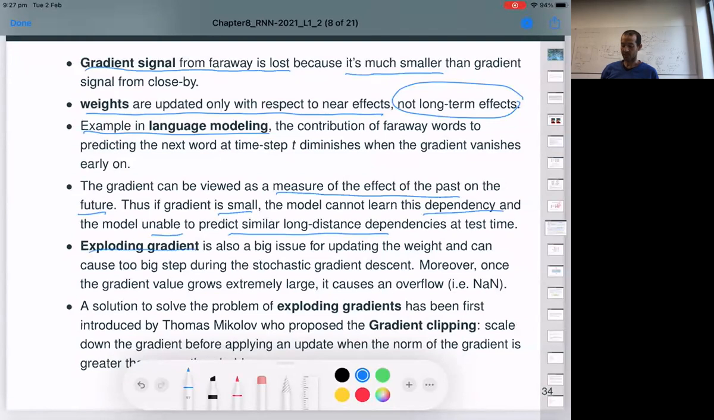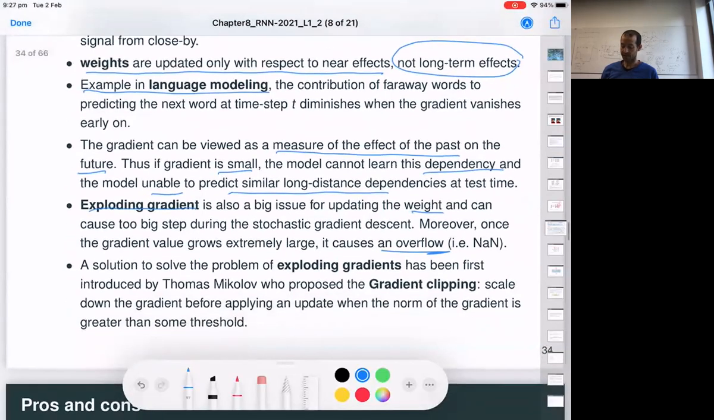And the exploding gradient can also be a big issue for updating the weights, and you can even have some overflow. Okay, so be careful of this. A way to deal with this, which I explained before, is gradient clipping.